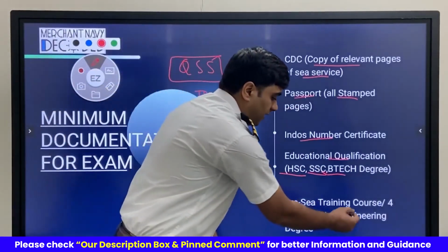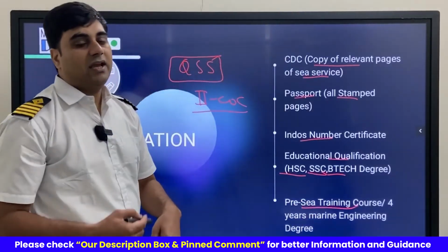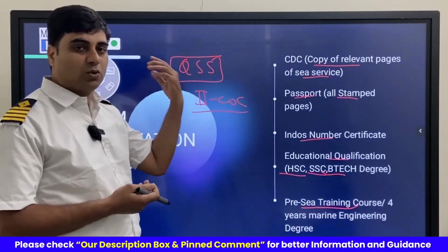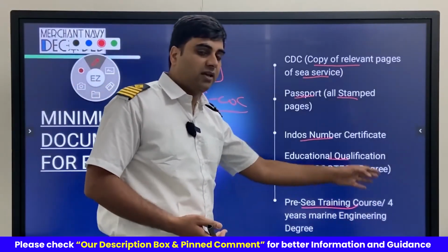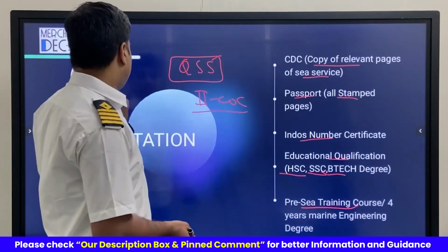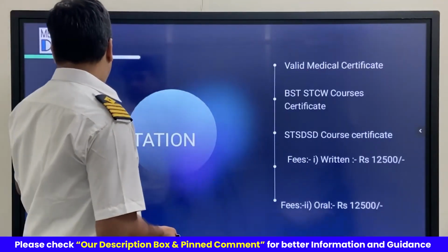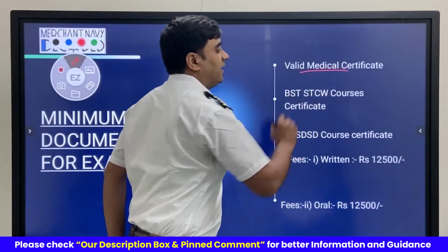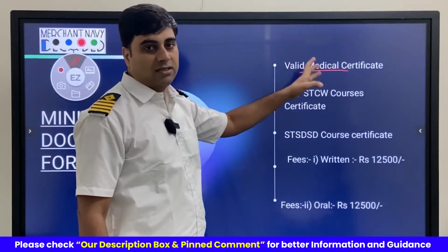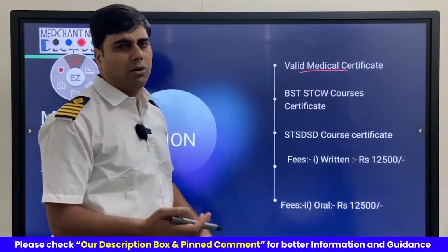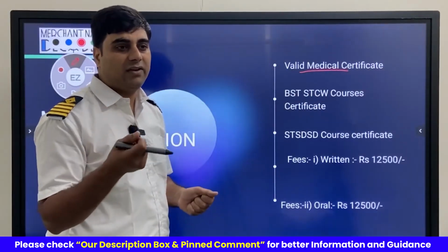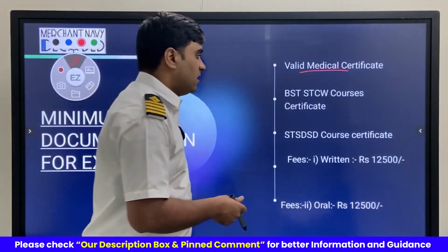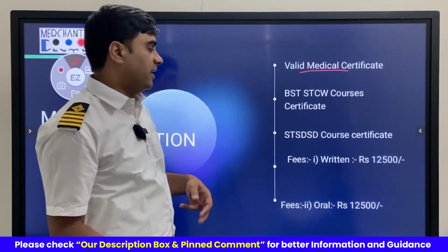Then the pre-sea training course, right? If I have done it from MERI Kolkata, then from there. If I have done it from Tolani, then from there. Whatever we have, the 4-year engineering degree course, that one is required in scan copy. Another is a valid medical certificate, which is in the checklist. Any medical that we get when joining a ship is valid for 2 years, so we can use that one here. No need to go for another unless it has already expired.